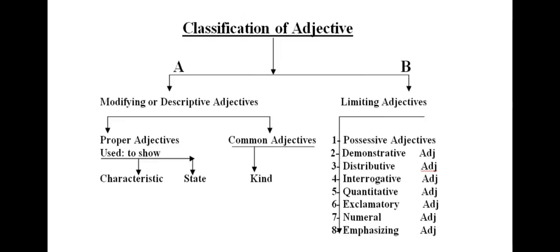Now the classification of adjectives. The first one is modifying or descriptive adjectives, and the second one is limiting adjectives. Modifying or descriptive adjectives are further divided into proper adjectives, which are used to show the characteristic or state of a noun or pronoun, and common adjectives, which show the kind of a noun or pronoun. And the limiting adjectives are possessive, demonstrative, distributive, interrogative, quantitative, exclamatory, numeral, and emphasizing adjectives.